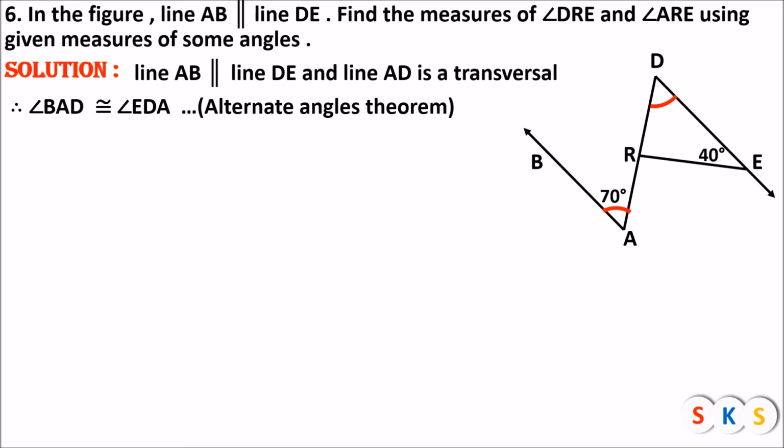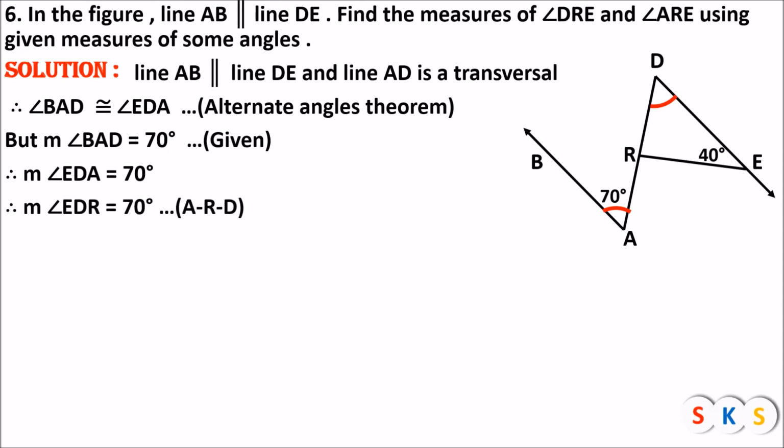Okay, but angle BAD is given as 70 degree. You can look at this figure. This angle is given 70 degree. Therefore angle EDA will be also 70 degree. But angle EDA can also be written as angle EDR, right? Why? It's the same angle with different name, A dash R dash D.